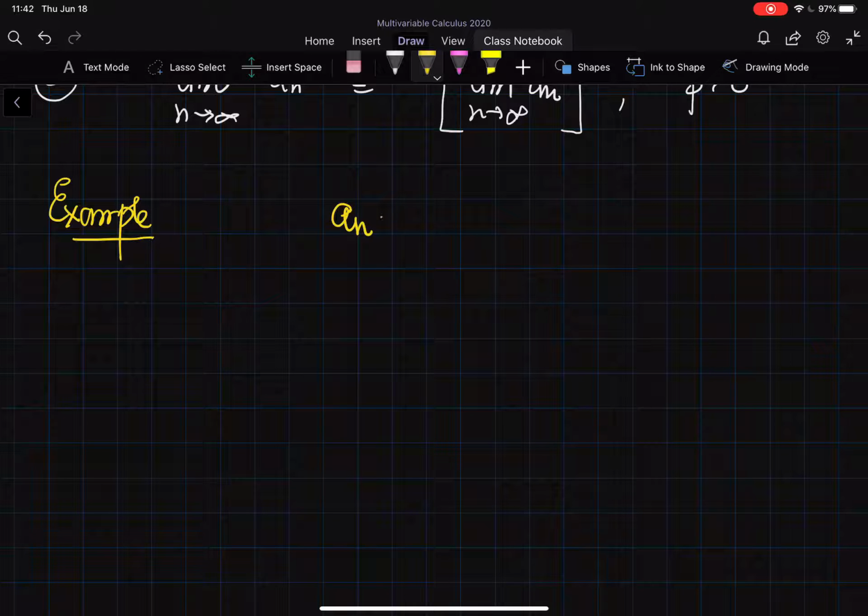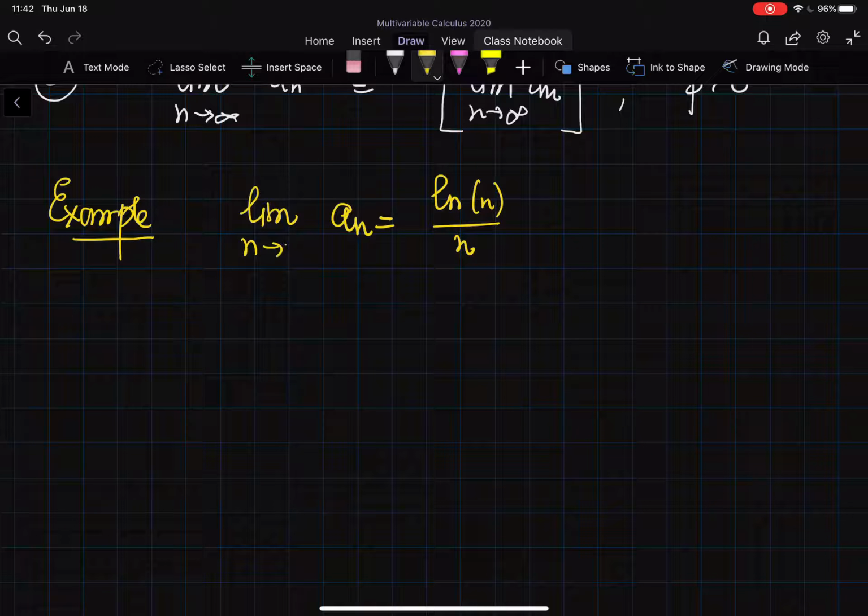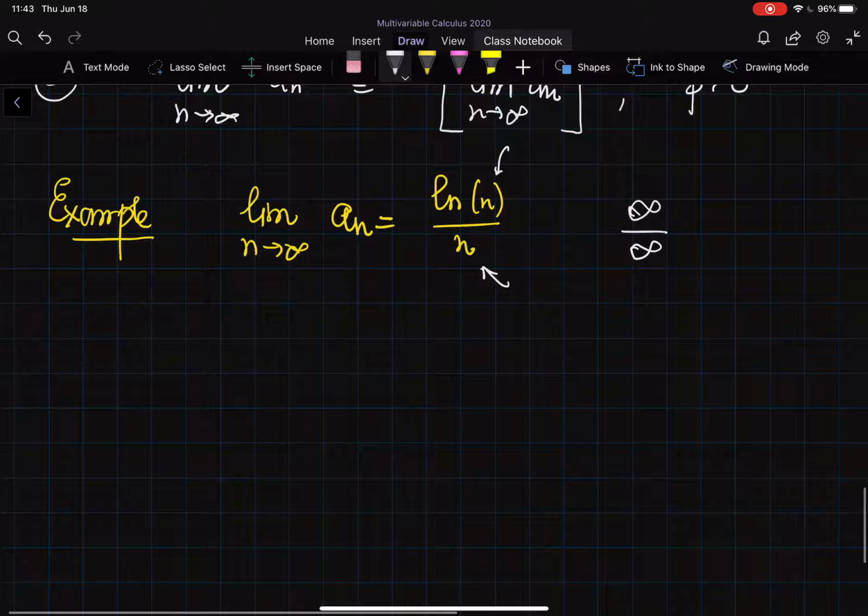The sequence is given in the form of ln of n divided by n, and we need to find its limit when n goes to infinity. If you put infinity in here, it's going to be infinity, and if you put infinity in here, it's also going to be infinity. So this is a limit in the form of infinity over infinity, which we call an undetermined limit.